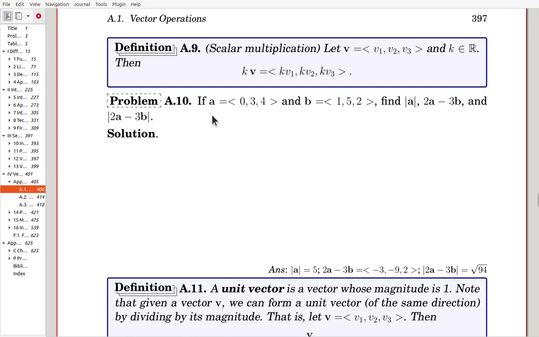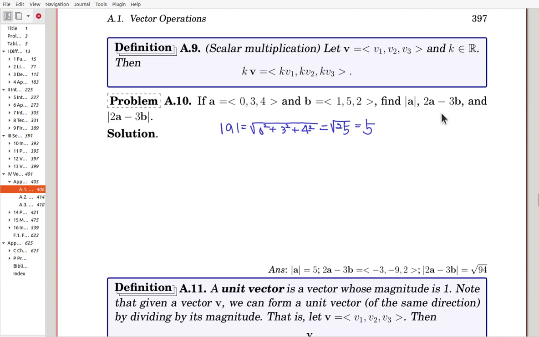Okay, for this problem, you can find, for example, the length of A quite easily. That is the square root of the square sum: 0 squared plus 3 squared plus 4 squared. 9 plus 16 is 25, so it is 5.